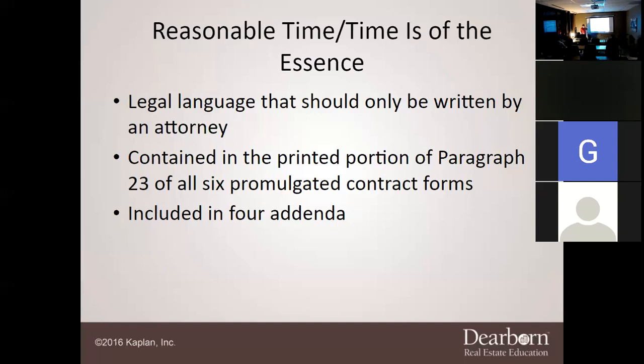Another thing is, it is contained in the printed portion of paragraph 23 of all 6 promulgated forms. And it's also included in 4 addendas. Now let me explain why this is important. The most important reason why there is the reasonable time and time is of the essence is because many real estate agents like to think that they can hem-haw around.